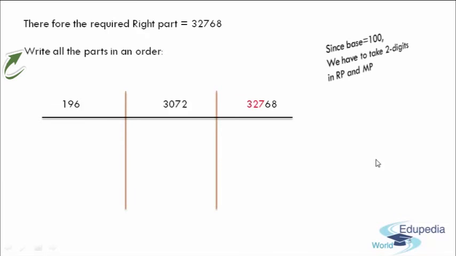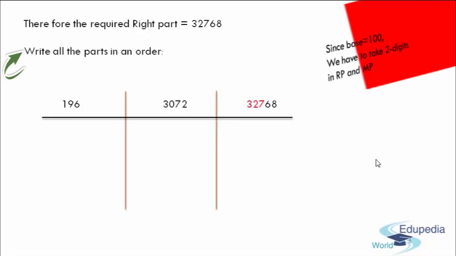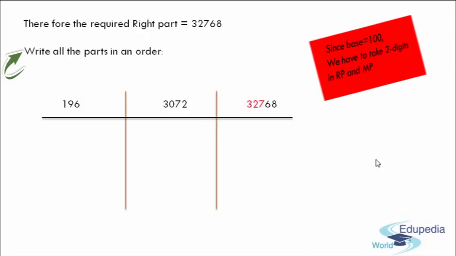So friends, I hope that you know we are finding the cube of a 3-digit number, and the base is 100, so therefore we have to keep only 2 digits in right part as well as in middle part. So friends, if we observe the right part here, the answer what we have got is 32,768. It is a 5-digit number. So therefore we have to take the lastmost digits, that is 68, in the answer, and we have to send the excess digits, that is 327, to the middle part as carry on.